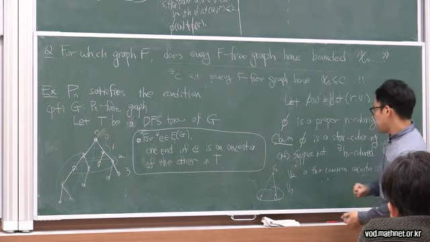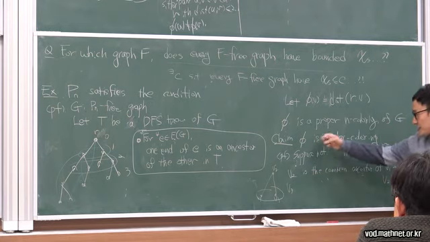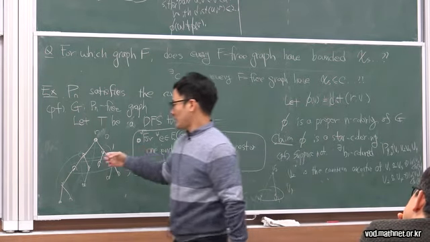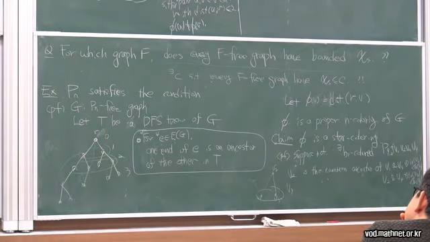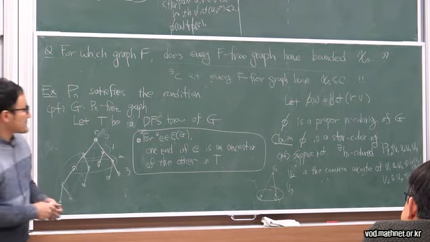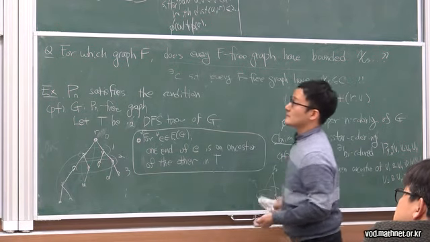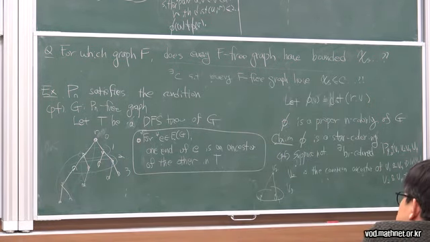Okay, so phi is a star coloring, and this coloring is a star coloring. So Pn satisfies the condition.